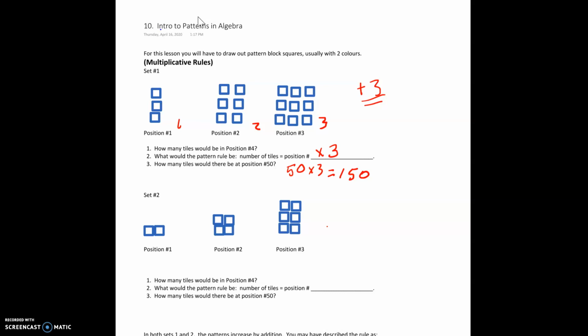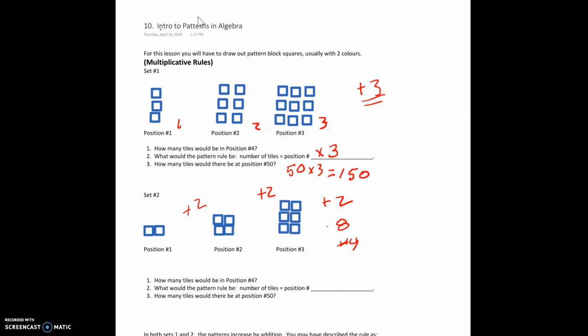Looking at set number 2, how much does it increase each time? Add 2, add 2. If we continued on going, it would probably be add 2 again. So when it says how many tiles would there be in position number 4, it went from 2 to 4 to 6. That's going to be 8 tiles in position number 4 for sure.